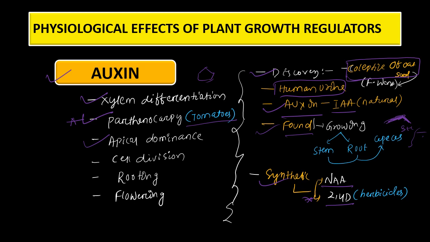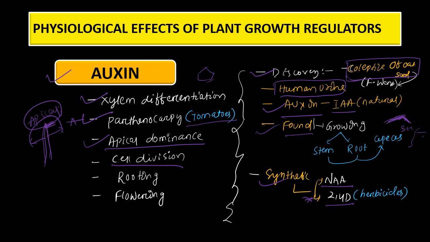Another thing: auxin helps in apical dominance. So what is apical dominance? We know this is a plant. This is the apical part of the shoot, and this shoot contains an apical part. Apical means the peak part. Apical dominance means it dominates over other parts, that is, it dominates over the lateral growth of the plant shoot. So apical dominance mainly occurs by auxin.